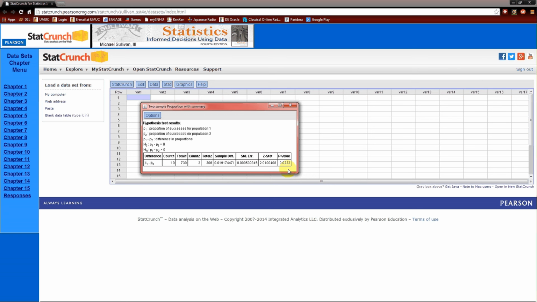Because the p-value is less than alpha, we reject the null hypothesis, and conclude that the proportion of the belted drivers who slowed down is greater than the proportion of non-belted drivers who slowed down. That's all there is to it.